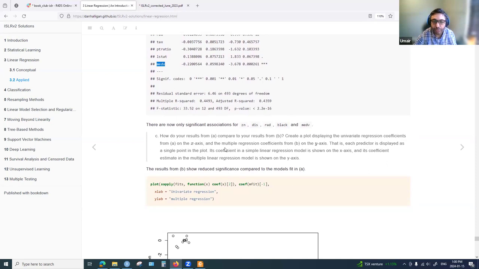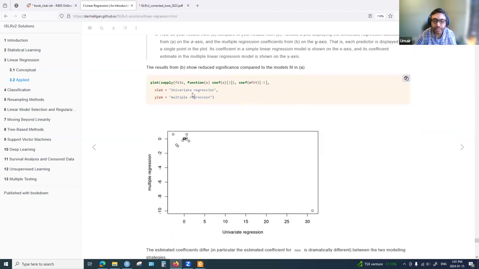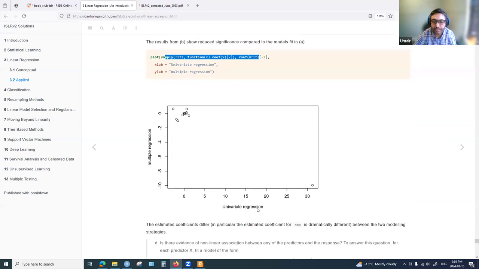Then how do your results from the individual fits of the variables or predictors compare with the multiple regression model? Create a plot displaying the univariate regression coefficients from A on the x-axis and the multiple regression coefficient from B on the y-axis. So the code for that is, again, using the plot function, but they provide the coefficients from the two models using this syntax, and we get this plot.